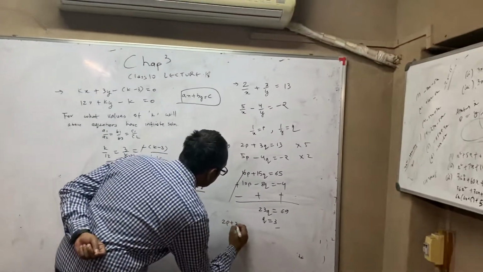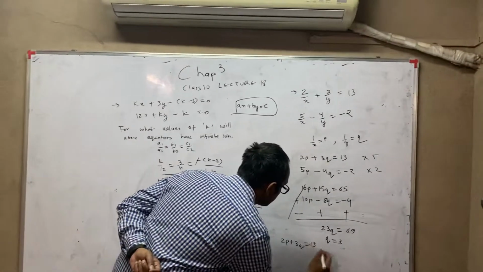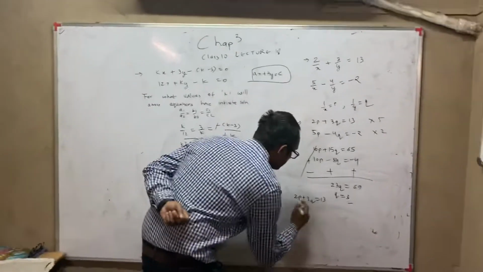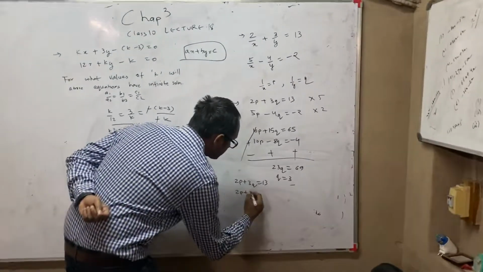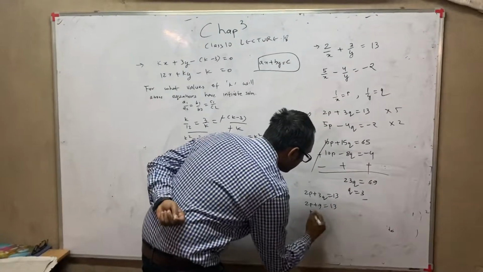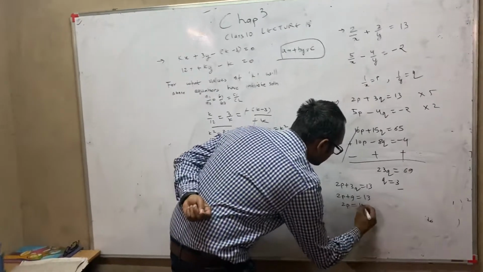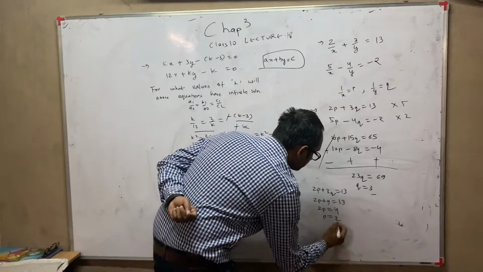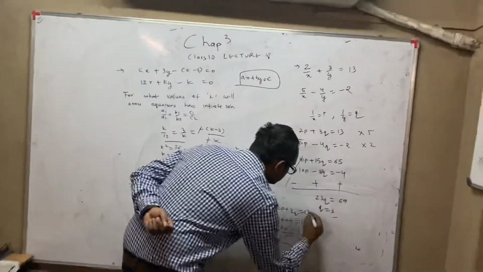So 2p plus 3q is equal to 13. Putting the value of q here, 2p plus 9 is equal to 13. 9 will go here, 2p is equal to 4. Therefore p is equal to 2. So I got the value of p as 2 and q as 3.